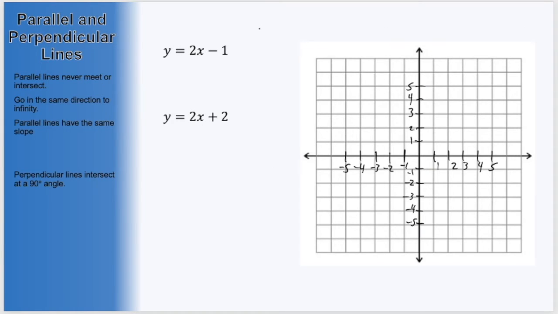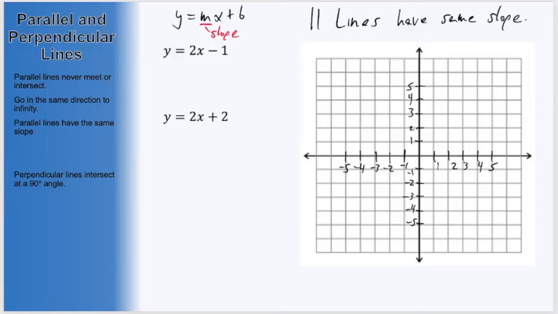Now that we have discussed the definitions of parallel and perpendicular lines, let's look at how we can tell if two lines are parallel or perpendicular by looking at their functions. Recall the form that we often see equations of lines in is the slope-intercept form, y equals mx plus b, where the m is the slope. The way we can determine if two equations will give parallel lines is simply if they have the same slope.